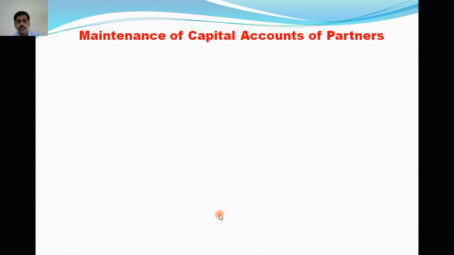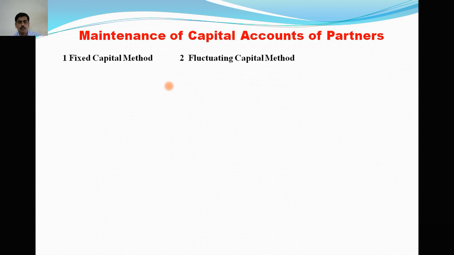Next, maintenance of capital accounts of partners. There are two methods. One is the fixed capital method and the other one is the fluctuating capital method. Let's see first the fixed capital method.